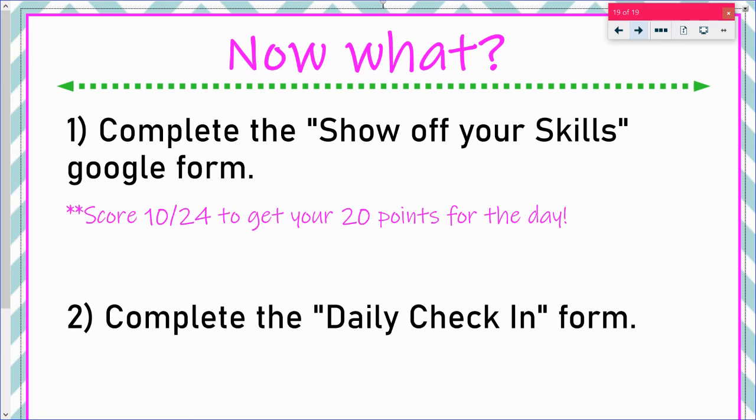All right, you're going to complete the Show Off Your Skills Google Form. You can get 20 points for the day if you get a 10 out of 24. So if you get a 10 out of 24 for the day, then you earned your 20 points. And then don't forget to complete your daily check-in form. And again, any questions, just feel free to ask.